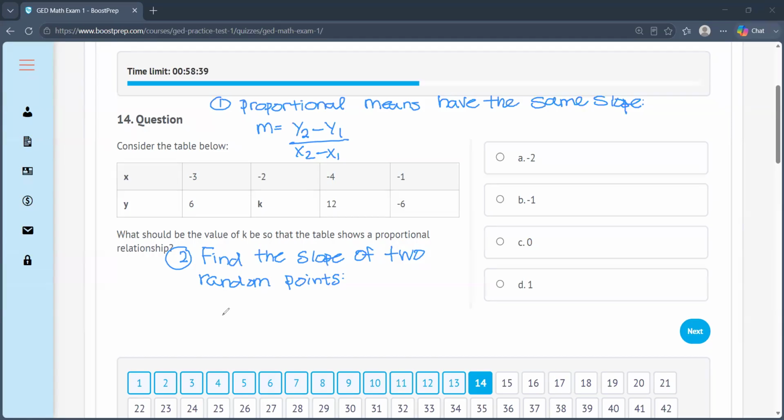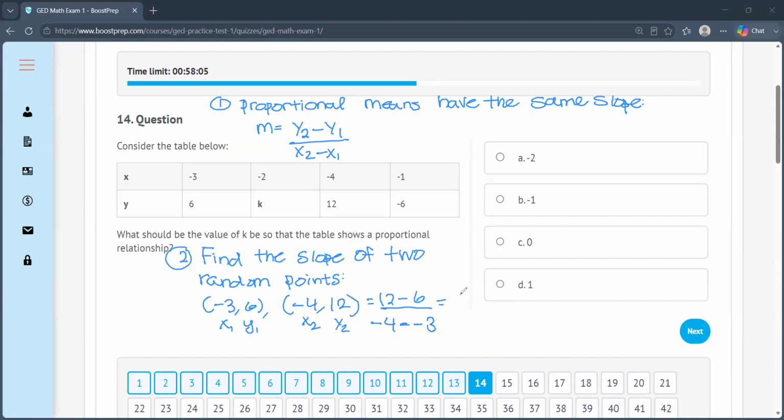So if I use, for example, -3 comma 6 and -4 comma 12. So I'm going to label this x1, y1, x2, y2, right? And then just put in the formula. This is why I label it, so I don't get confused. So what's my y2? 12 minus my y1 is 6. My x2 is -4 minus my x1 is -3.